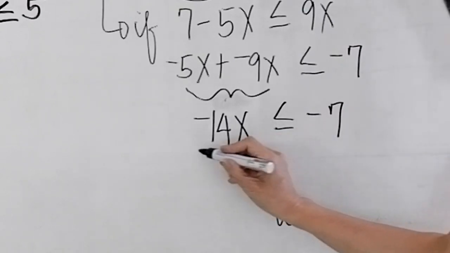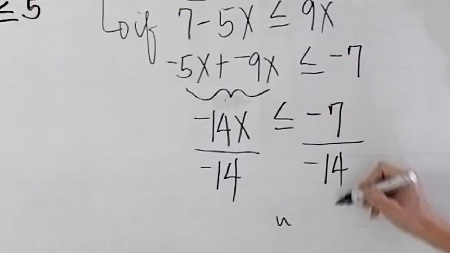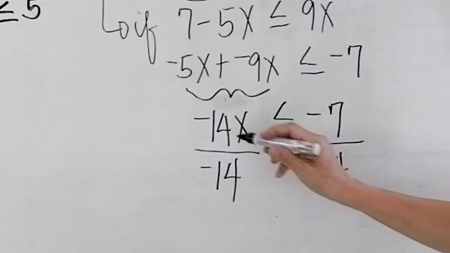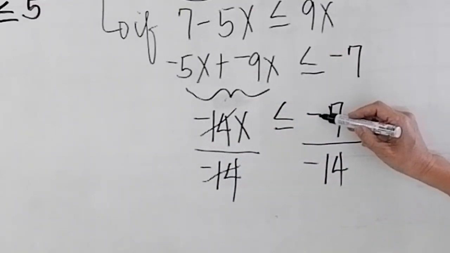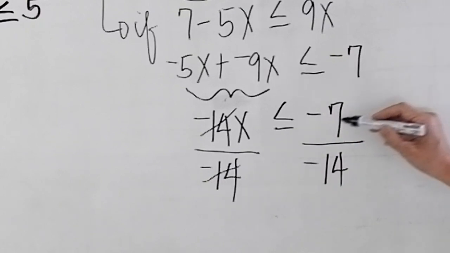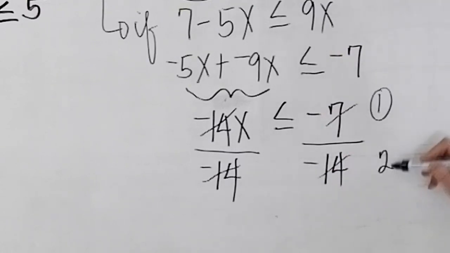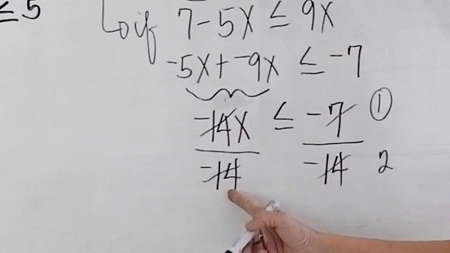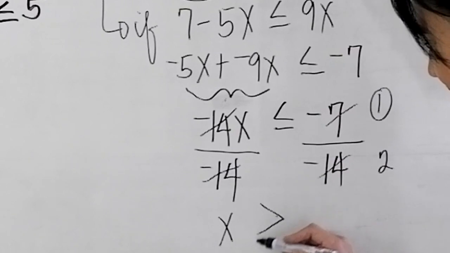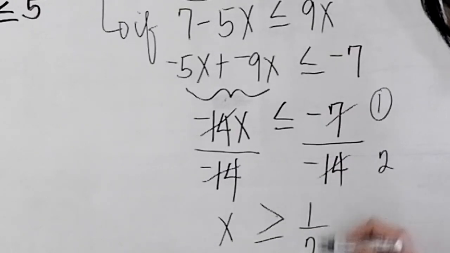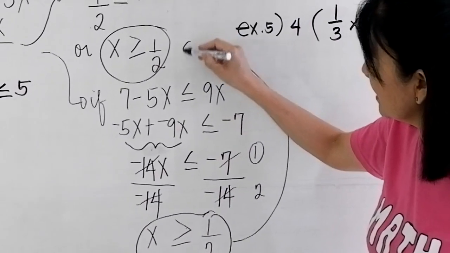Now, to isolate x, divide both sides by negative 14. Here, what did you observe? You observe that these two are cancelable. Negative 7 divided by negative 7 is 1. Negative 14 divided by negative 7 is 2. But wait, since you divided by a negative number, you have to reverse the inequality sign. There, you get 1/2 here. And this matches with our answer here.